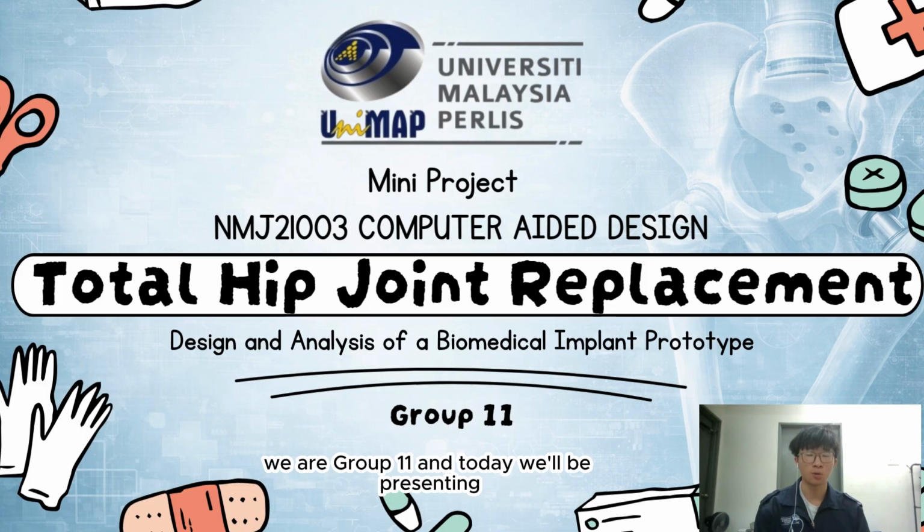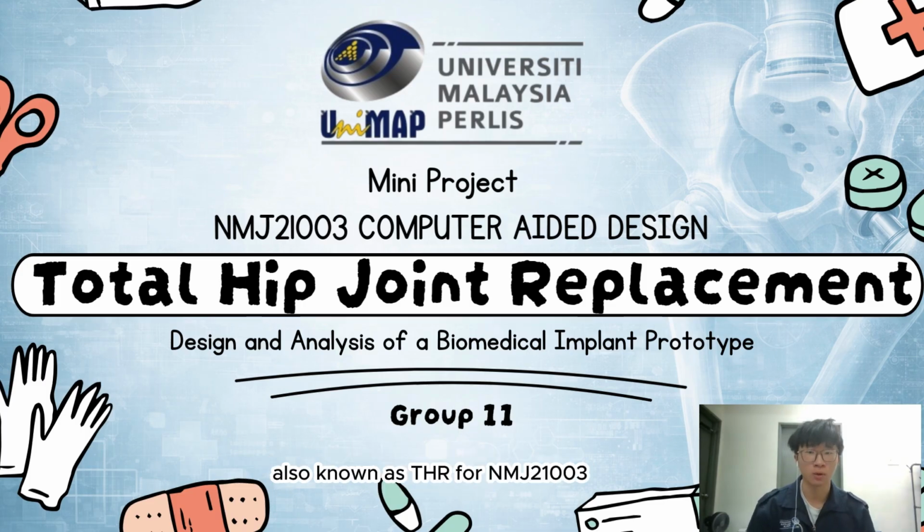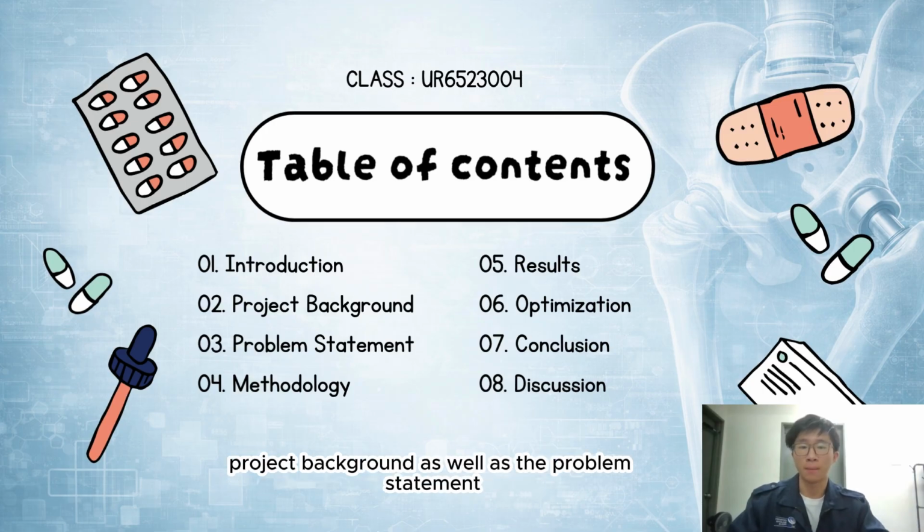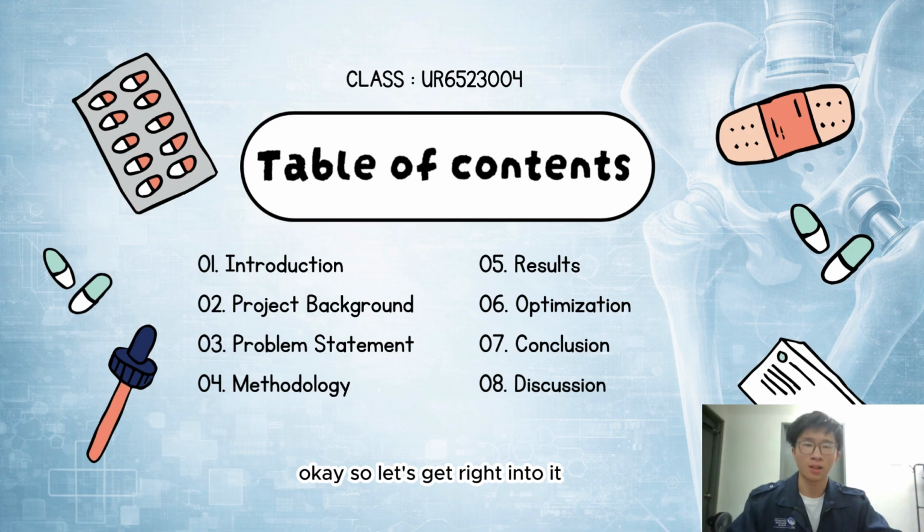We are Group 11 and today we'll be presenting our mini project on total hip joint replacement, also known as THR, for NMJ 21003. I'm Samuel Yobunleng with matrix number 241151573. I'll be discussing the introduction, project background, as well as the problem statement. Okay, so let's get right into it.